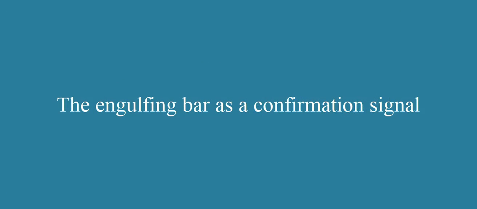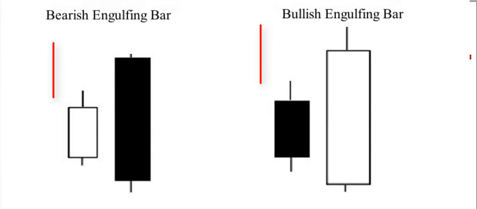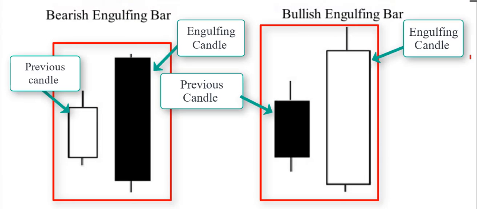Hi everyone, in this course you are going to learn how to use the engulfing bar pattern as a confirmation signal in combination with supply and demand zones. The engulfing candlestick engulfs or overshadows the previous candle, and the main characteristic of an engulfing candle is that the previous candle will fit into the engulfing candle. The size of an engulfing candle is bigger than the previous candle.